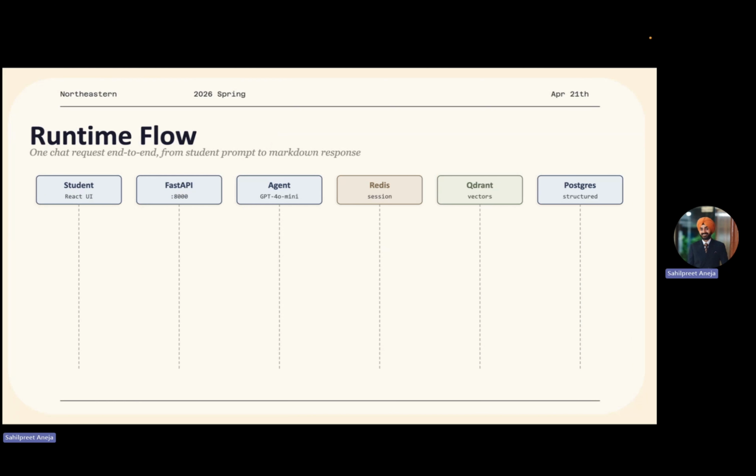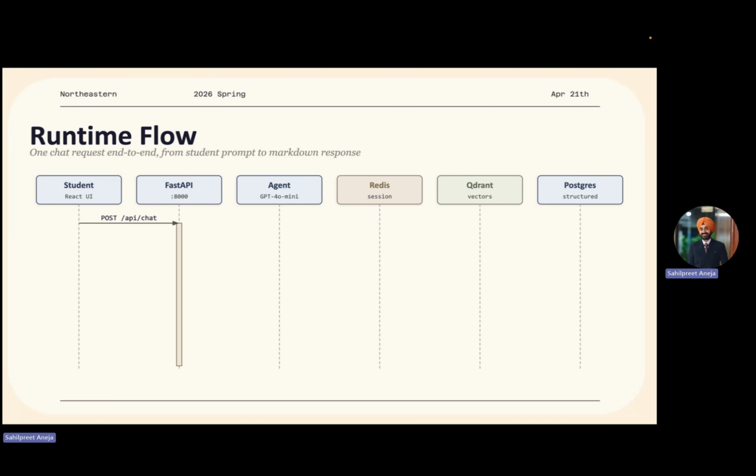Now let me show you what actually happens when a student types a message. So this is a sequence diagram. You read it top to bottom. Time flows downwards. We have six actors: the student, FastAPI, agent, Redis, Qdrant, and Postgres. Each one has a dashed line going down representing time.